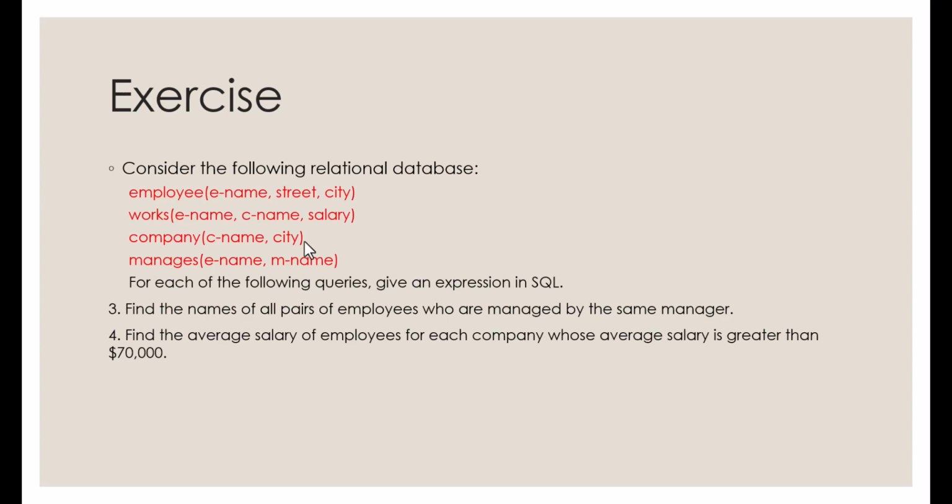So whenever we're comparing like a pair, so it's two different employees, we want to make sure that we're doing a Cartesian product between employee and employee. And whenever you're doing a Cartesian product between the two or the same tables, you have to rename one to be called something else. Number 4, we have the average salary of employees for each company whose average salary is greater than 70,000.